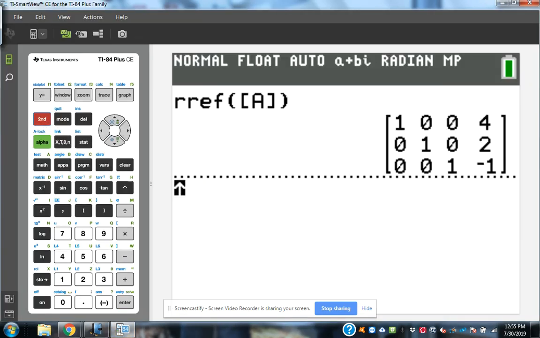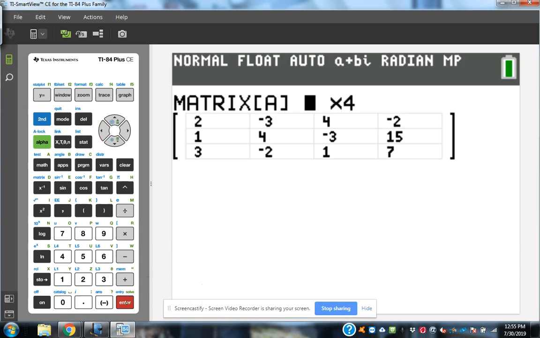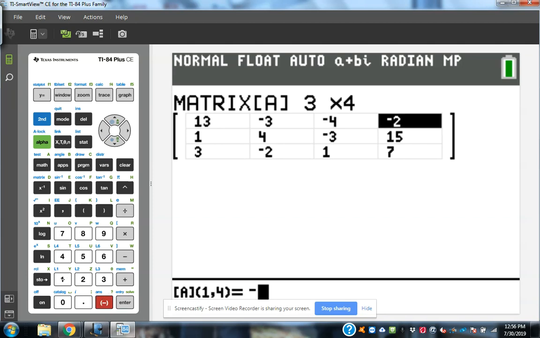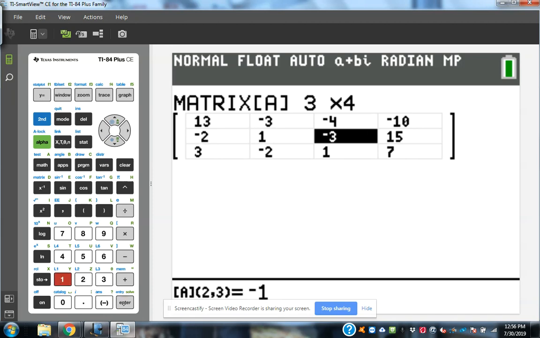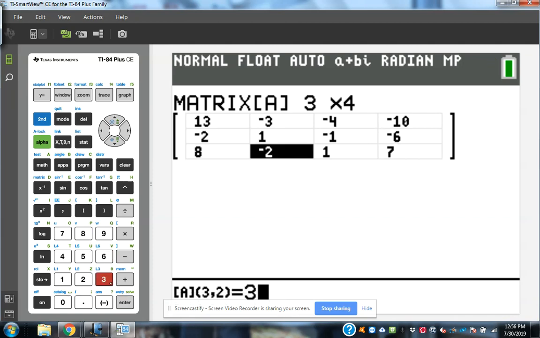Second matrix, go to edit. Matrix A already has 3 by 4, so it's 3 by 4, and then I'm going to put in the matrix that I have there. So I have 13, -3, -4, and then it's equal to -10. The second equation, I have a -2, 1, and then -1, and then -6. The third equation, I have an 8, 3, -17, and then -74.